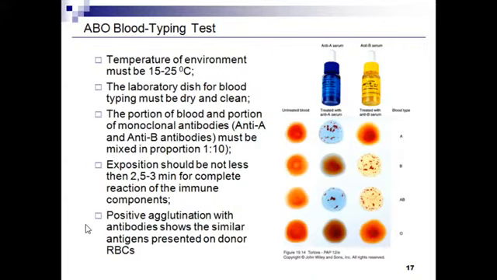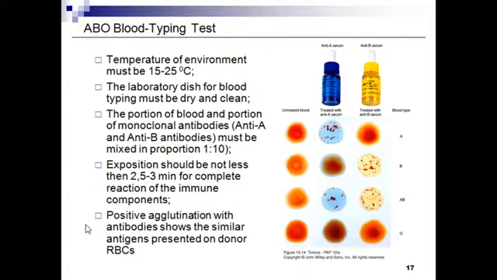The temperature of the environment must be from 15 to 25 degrees. The laboratory dish for blood typing must be dry and clean. This is very important to avoid pollution and dilution of the reagents with water or any other liquid.